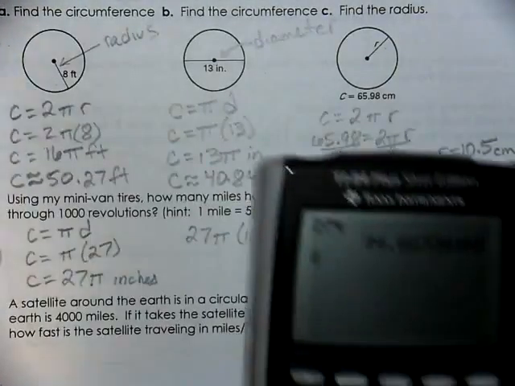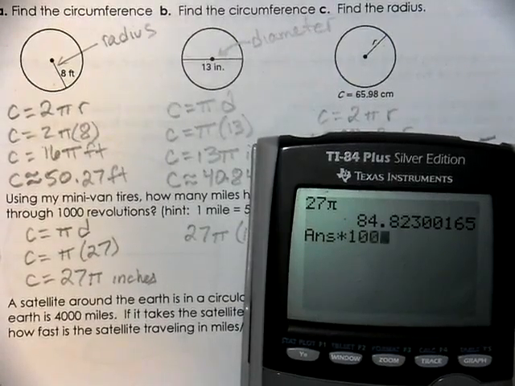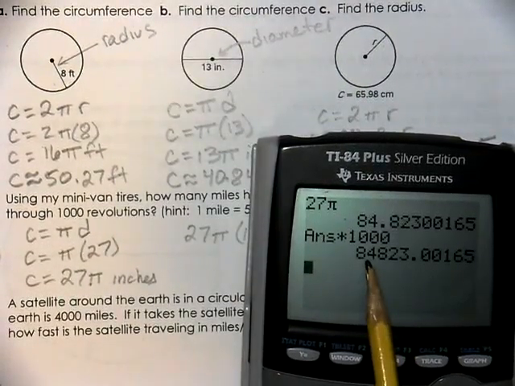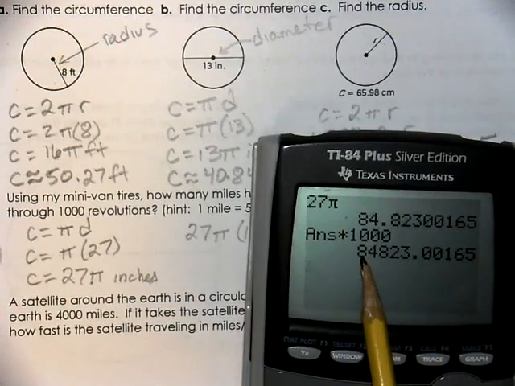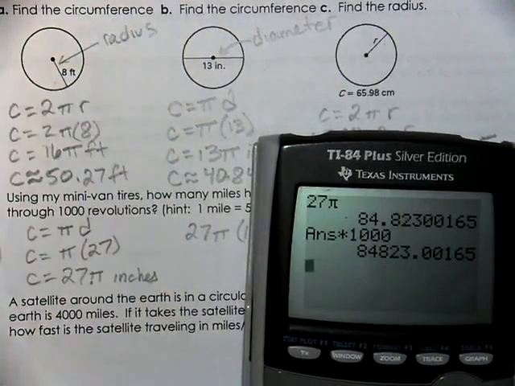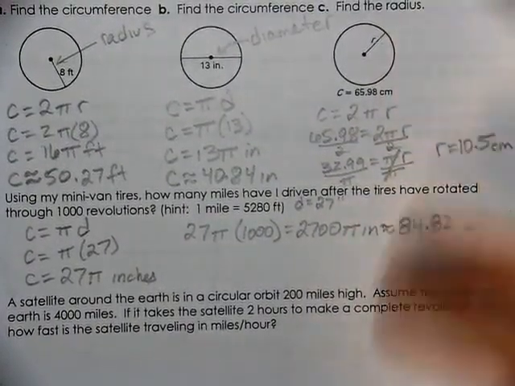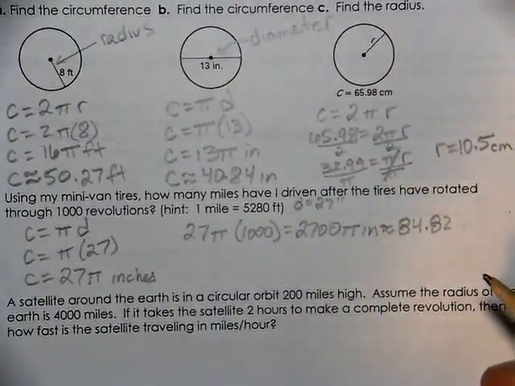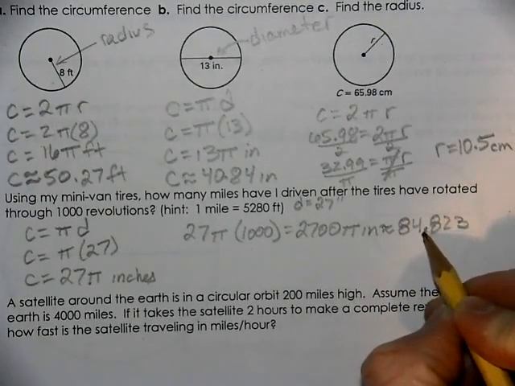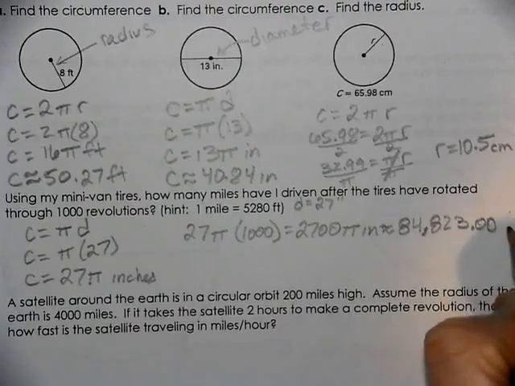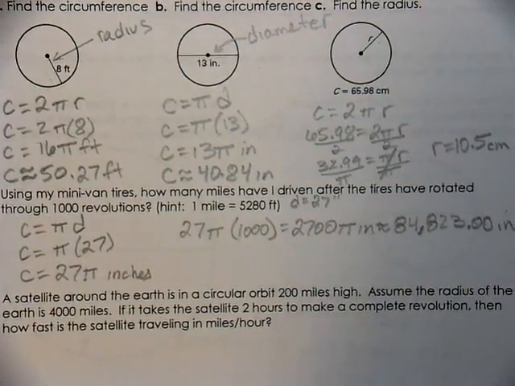Well, I'm sorry. That is for 27 pi. Now we're going to times that by 1,000, and that comes out to be, moving the decimal spot over 3, 84,823.00. That's actually, after the 1,000 rotations, that's what you get.